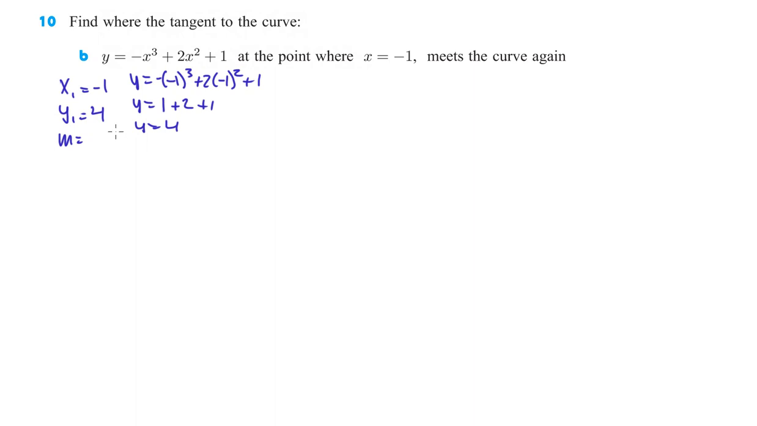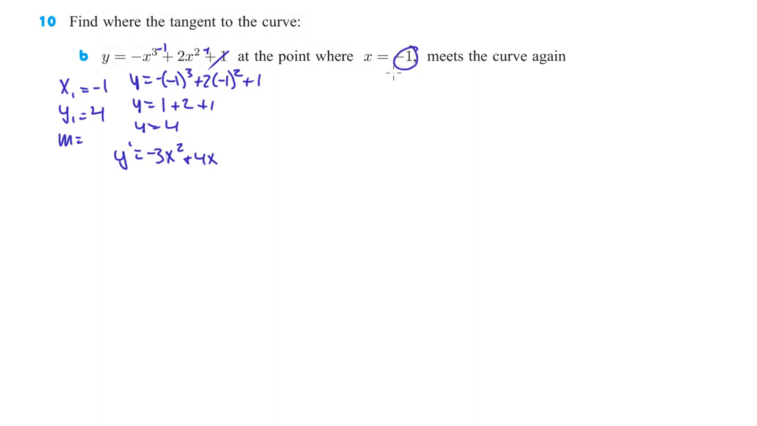Okay, and then the slope, got to find the derivative. So y prime equals 3 times -1 is -3 x squared, 2 times 2 is 4, and then that's going to be x to the first, and then the derivative of the constant is 0. So there's our derivative function.